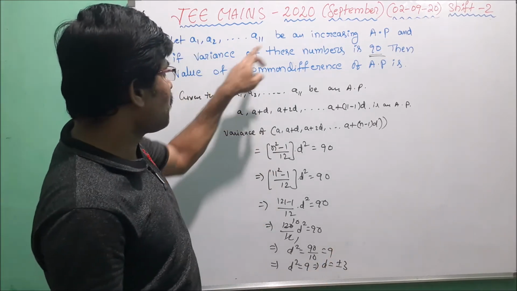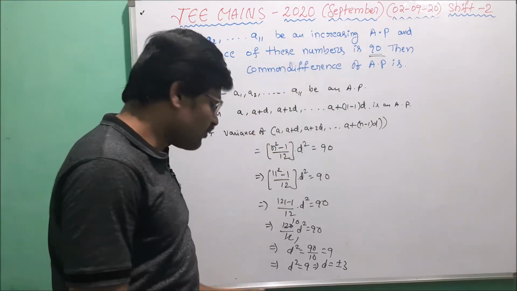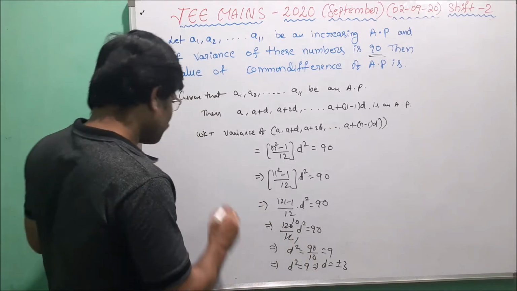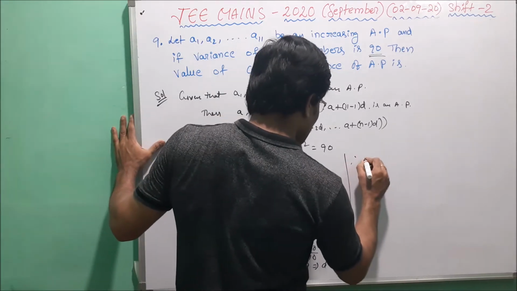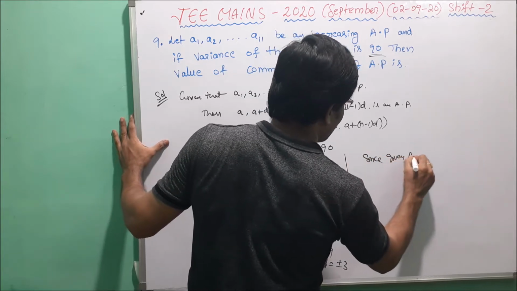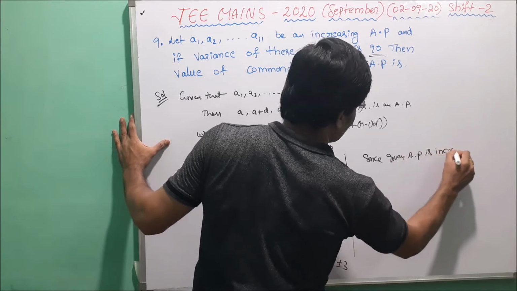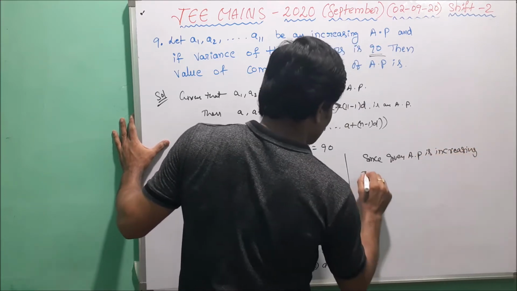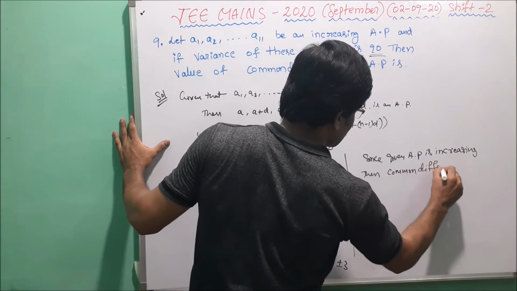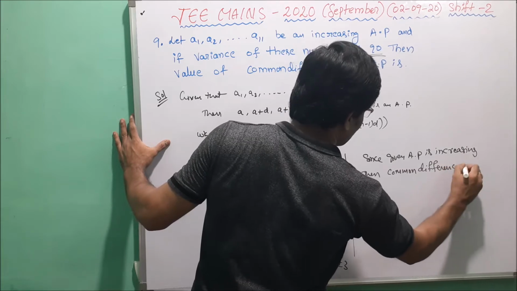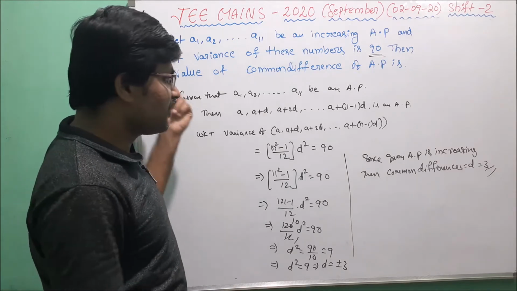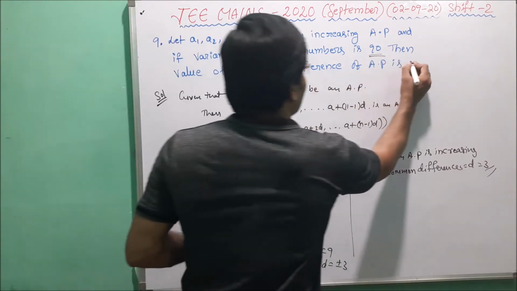Here the given AP is an increasing AP. Therefore we take the positive value for the common difference. D means common difference. Therefore, since the given AP is increasing, the common difference D equals 3. This is the solution for this question, which is an integer type question. So the common difference of the AP is 3.